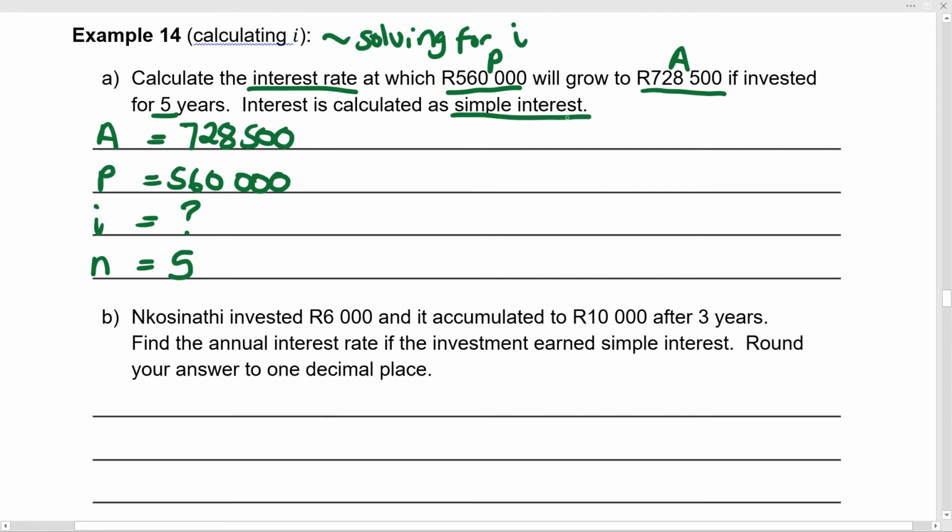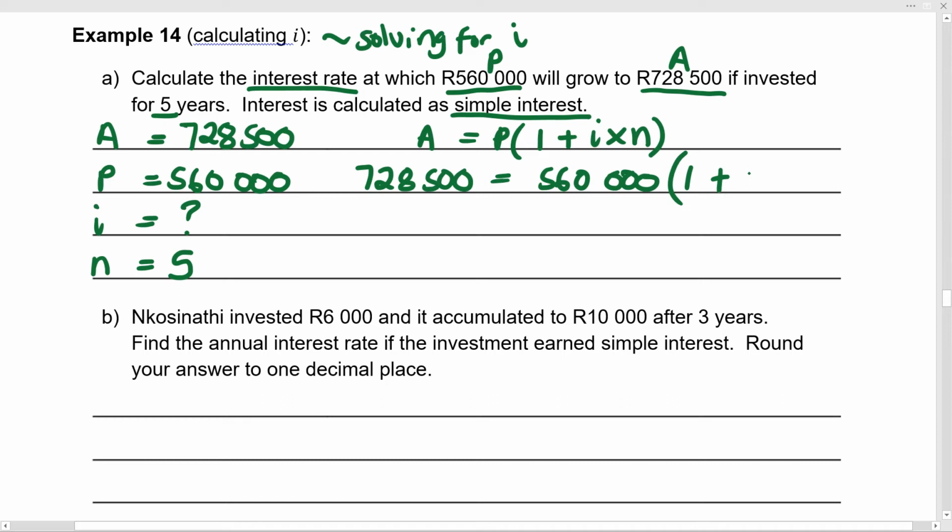Interest is calculated as simple interest. Remember that I said we'll also study compound interest? So this is just a way of making sure you know which formula you've got to use. Okay, and let's write that out again: 1 plus i times n, or you can just put i in. So I've got my 728,500. I've got the 560,000, so that's different to the previous one. I've got 1 because 1 is just 1. My i is what I don't know, so I have to leave it as i, and my n is the 5.